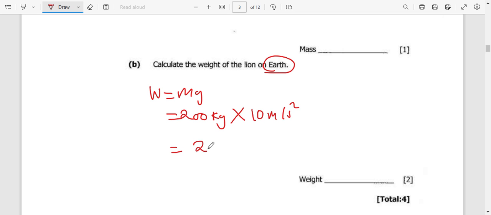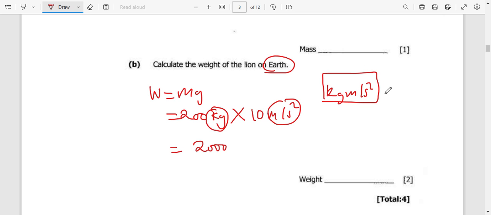So this is going to give us 2000. If you multiply this kg and this meter per second squared, that will give us kg meter per second squared. So kg meter per second squared is equal to a newton. Therefore weight is measured in newtons, 2000 newtons. That is going to be the answer for this question.